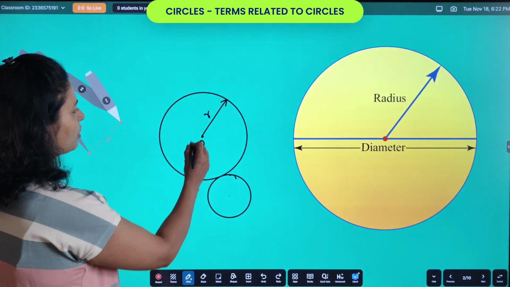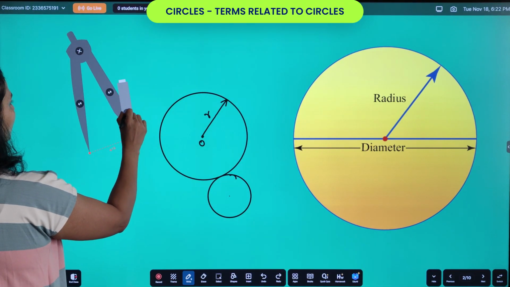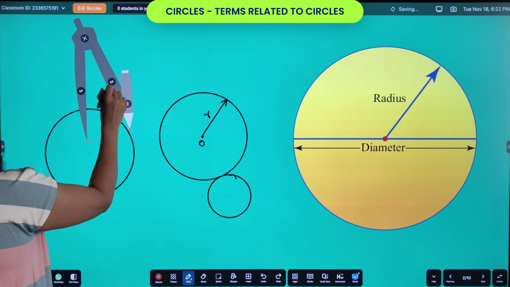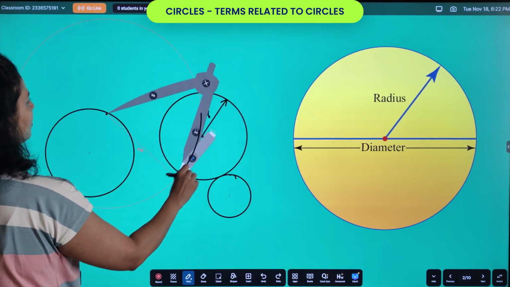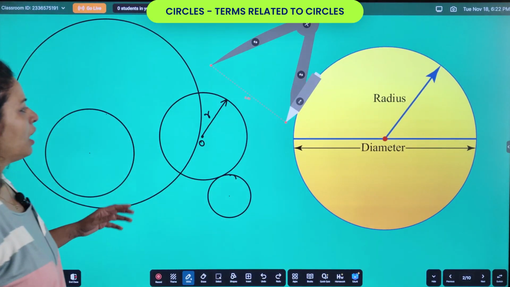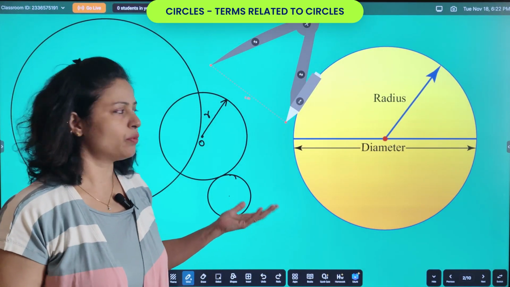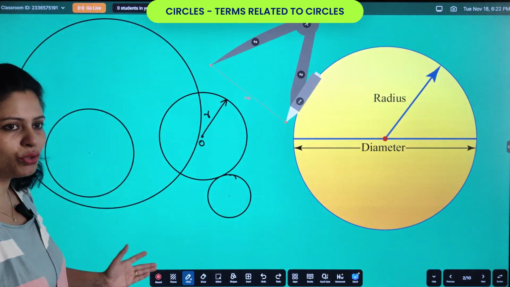If you make a smaller radius, you get a smaller circle. If you make a bigger radius, you make a bigger circle. I can make a bigger radius. See, this is a bigger radius, right? So based on the length of the radius, you will get different sizes of circles. Here we get a smaller circle, here a little bigger circle, and here I made a huge circle.